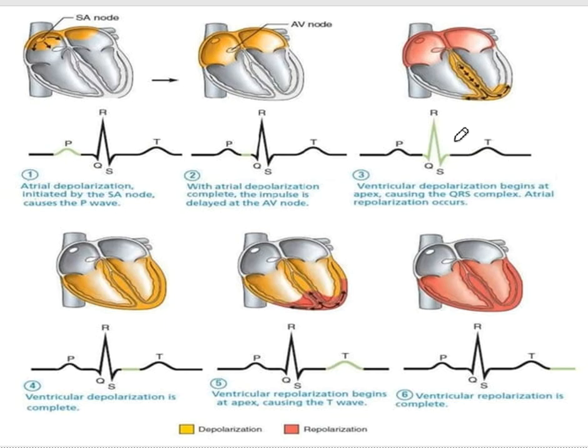The role of the infection is mostly to affect the functions carried out by the ventricles. Here you can see that after the QRS, the ventricular depolarization is completed. Then the ventricles repolarize, causing the T wave over here. After that, the ventricular repolarization is completed.